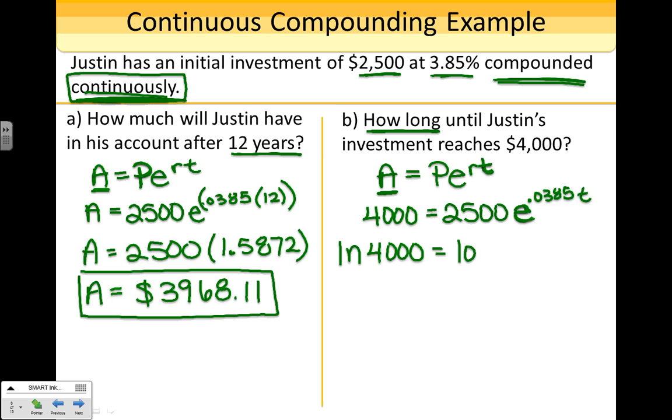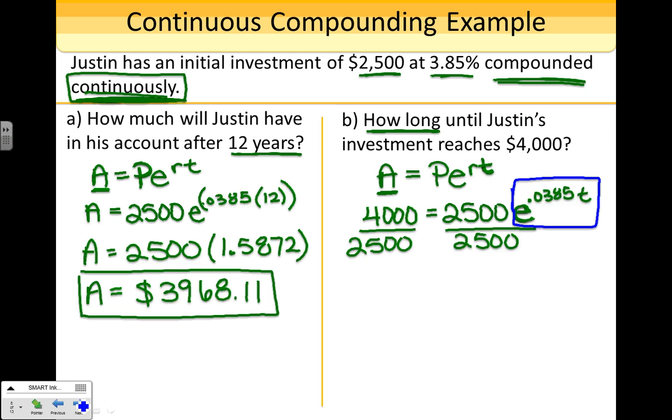Oops, I jumped the gun. I forgot one step. Can't forget, and this is the step that everybody always forgets. You need to divide by 2,500 first so that you just have whatever base is being raised to the exponent. Whatever base is being raised to the exponent, which in this case is E, needs to be isolated, needs to be by itself before you take the log of both sides.